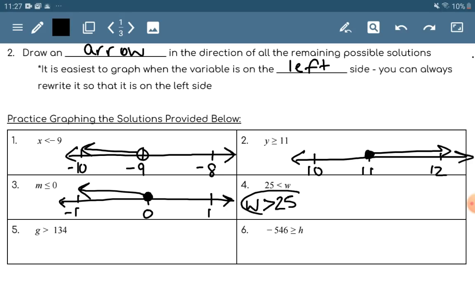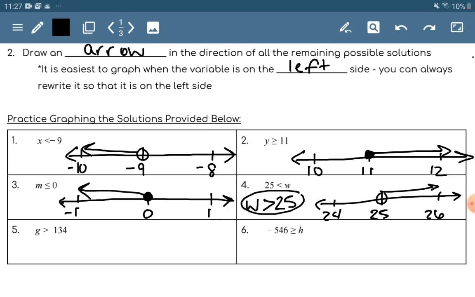Now this is what I'm going to use to graph. So I'm going to draw in my graph 25 in the center, 26 to the right, 24 to the left. Since it's just greater than, it's an open dot on 25. And now that I've rewritten my inequality, I can look at that inequality symbol and see it's pointing to the right. So should my arrow.